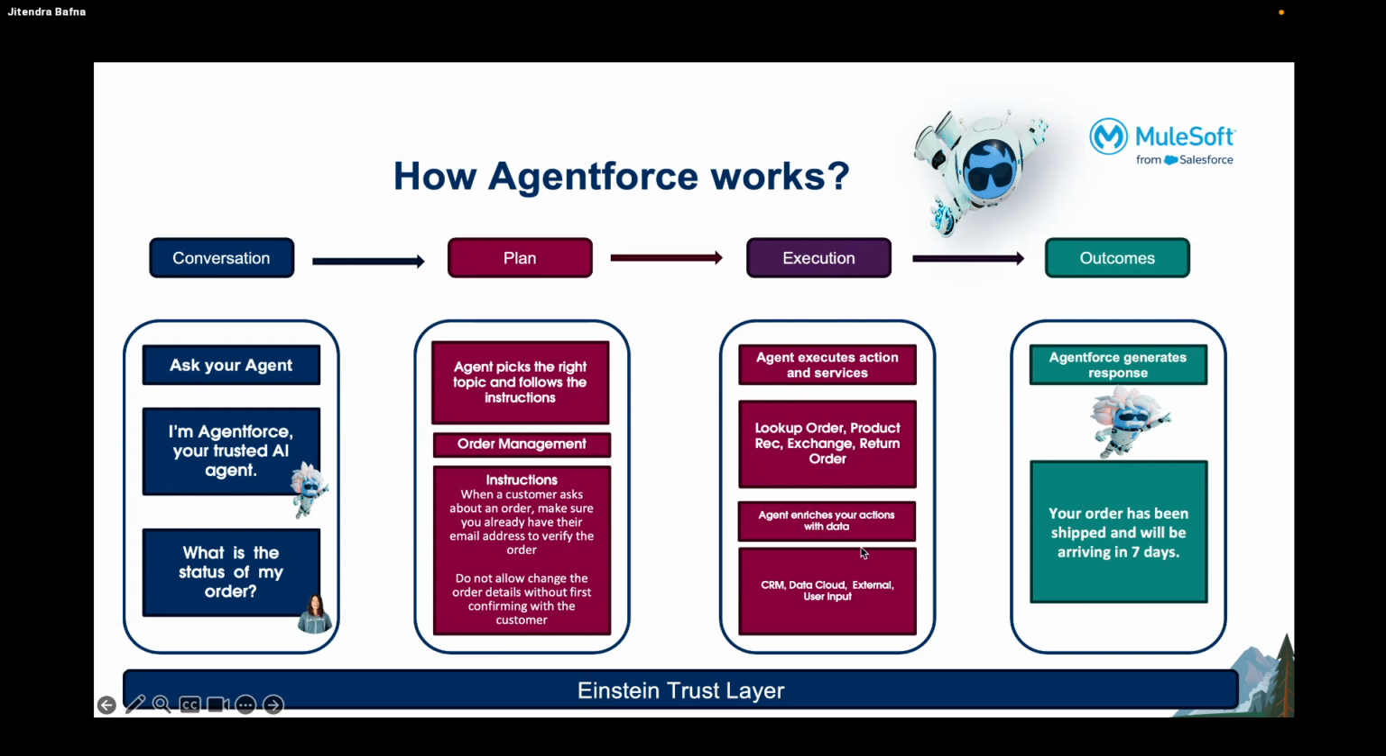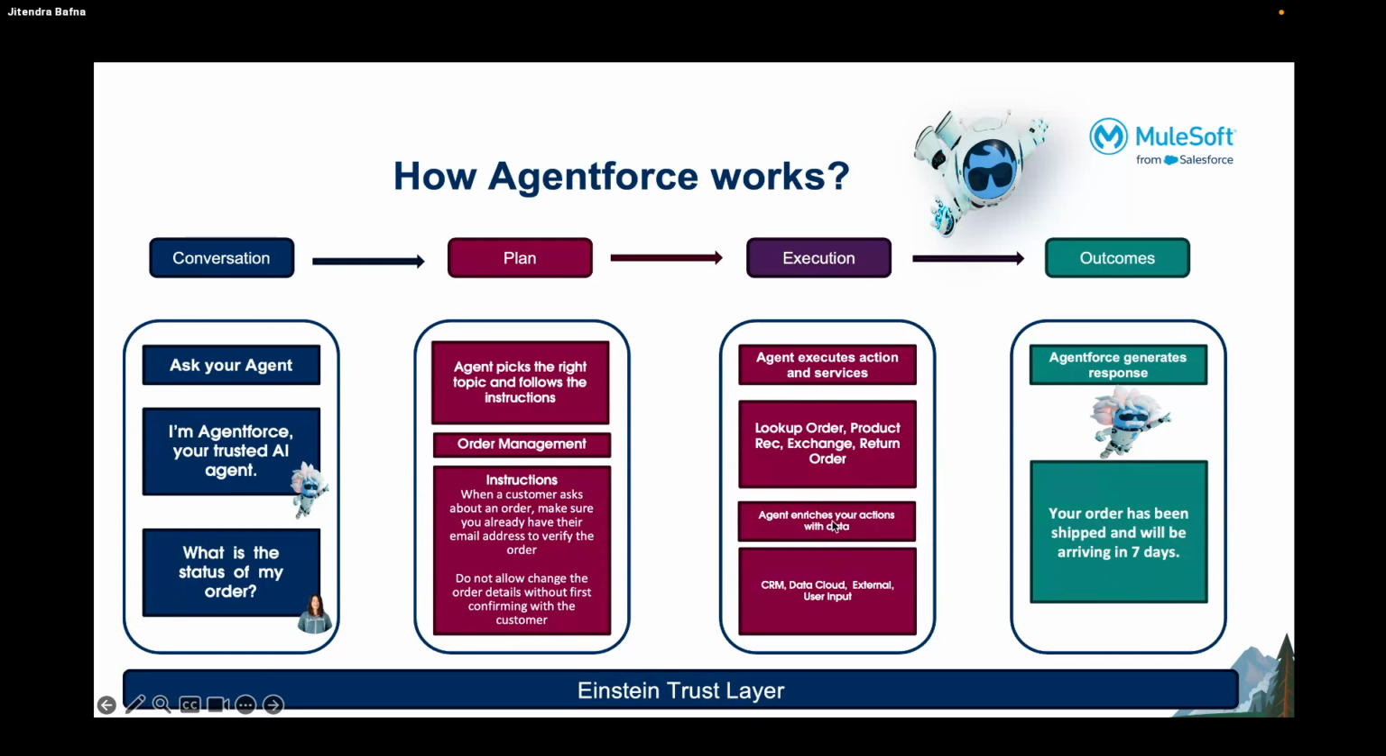Then it performs some kind of action. As I mentioned, if you want to update your order, it will call the update order action. It is going to perform that particular update order action. It may be a flow, Apex code, or some external service to update that particular order or make the changes in the order. Apart from that, we have to do the order lookup also in the plan stage. It will call the lookup order action. It will also call some product record. Then, in case you want to do some kind of exchange, it will call that exchange action, then return order finally.